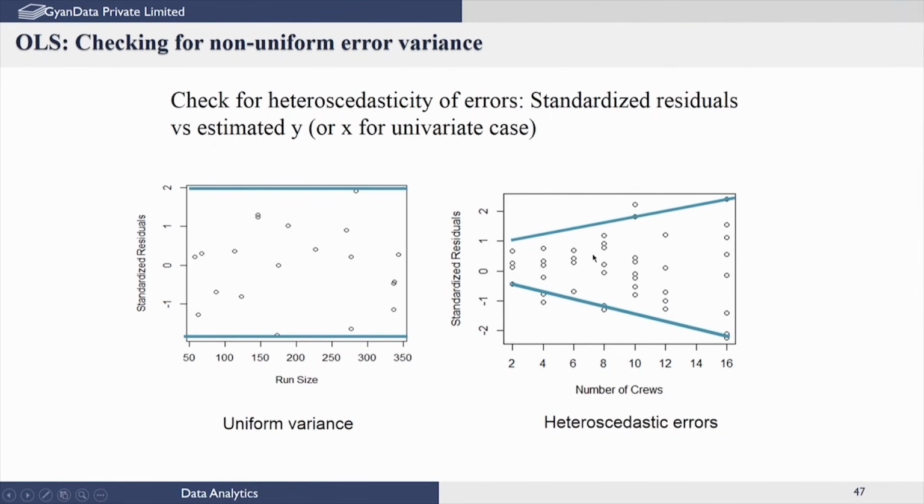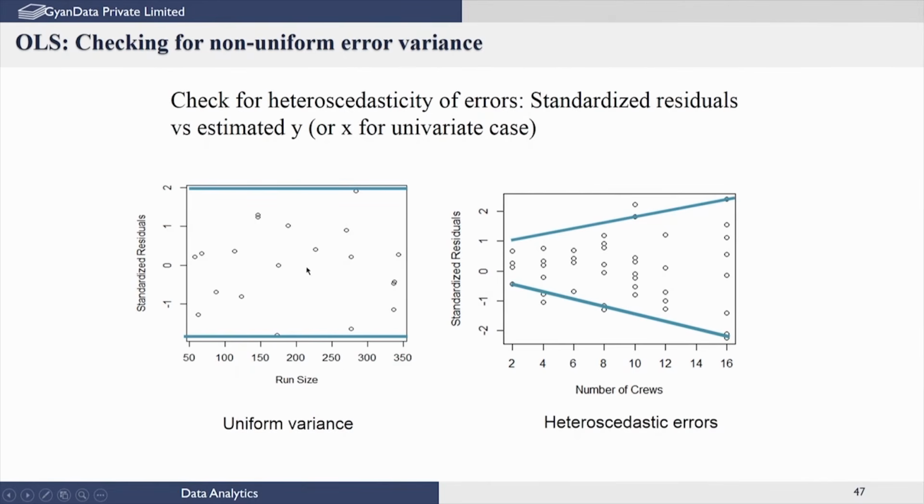For example, on the right hand side we find that the residuals close to when the number of values is minus 2, the spread is very small, whereas when the number of crews is 16, the spread is very high. So, the spread increases or looks like a funnel when we look at the residuals, whereas such an effect is not found in the data set corresponding to the left hand side.